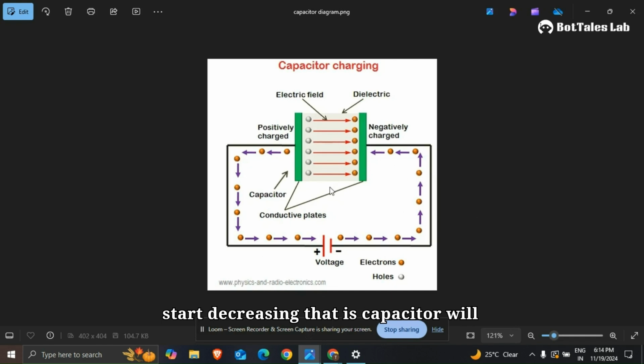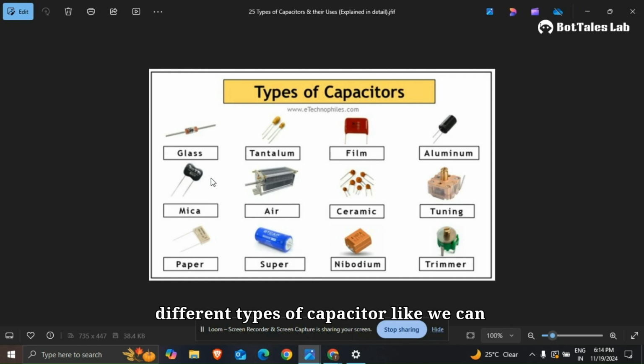That is capacitor discharging. There are different types of capacitors, like we can say glass capacitor, tantalum capacitor, film capacitor, aluminum, mica, air, ceramic, tuning, paper, super, pneumatic, trimmer. According to our requirement and different specification, we will use different types of capacitor. Mostly we use glass and aluminum type of capacitor. You can see them in an inverter or other things, while ceramic, mica and other types of capacitor are also used. It depends on how much farad we are using.